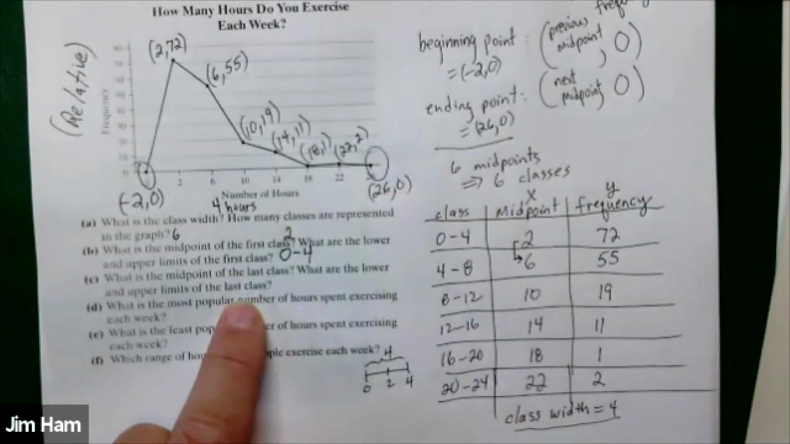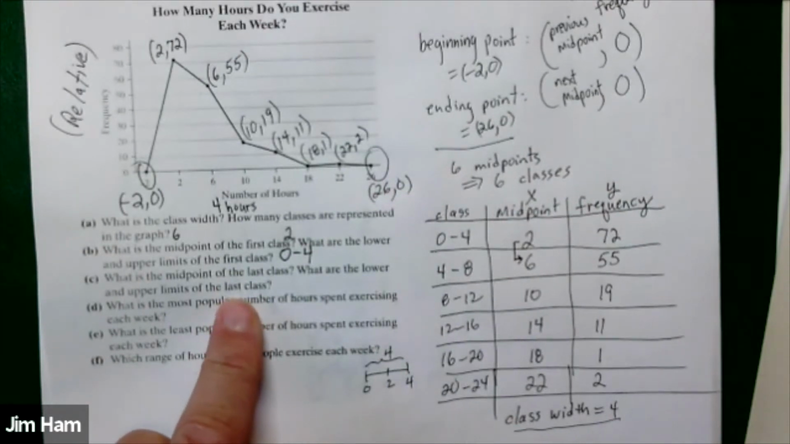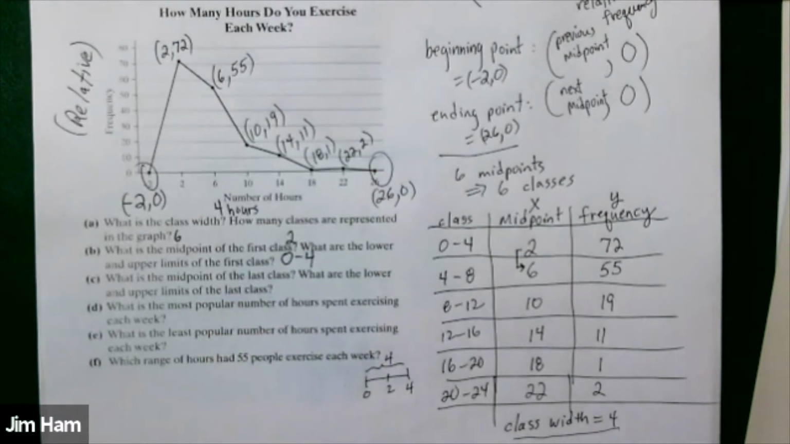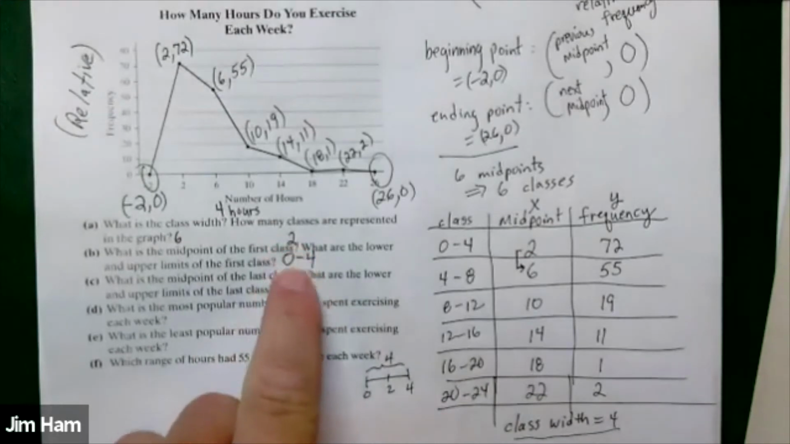Okay, this one I'm going to ask you to put an answer in the chat. So C, what is the midpoint of the last class? And what are the lower and upper limits of that class? So there's 2 different questions, answer them both. First the midpoint, and then the upper and lower limits. So you want these 2 answers, just like this.